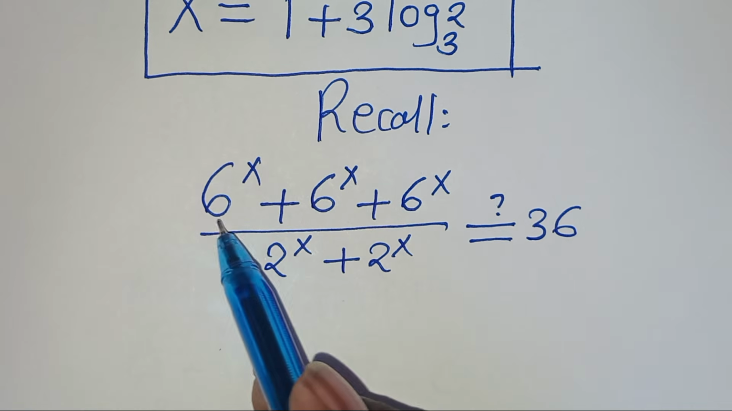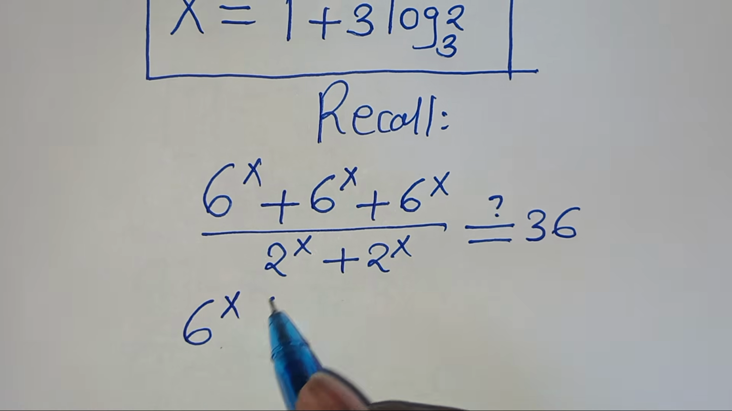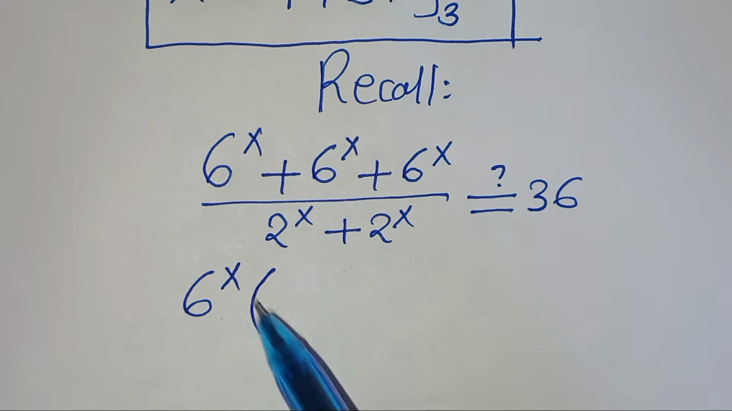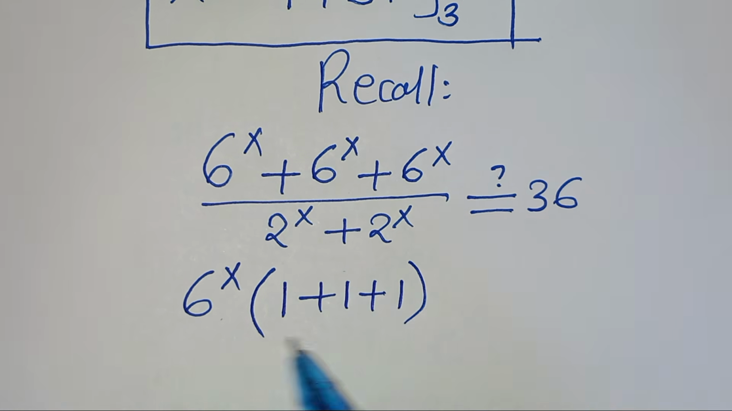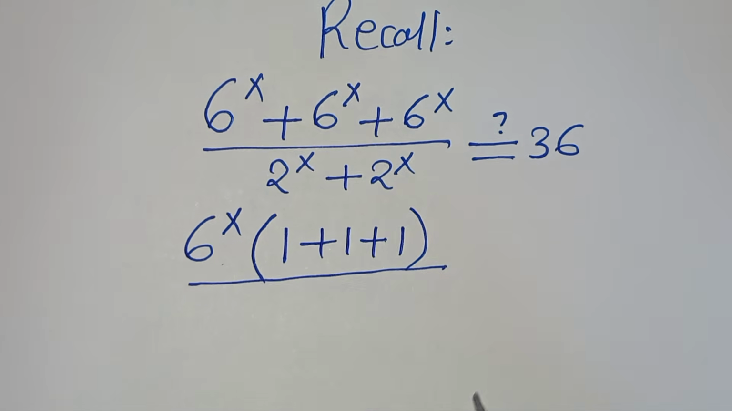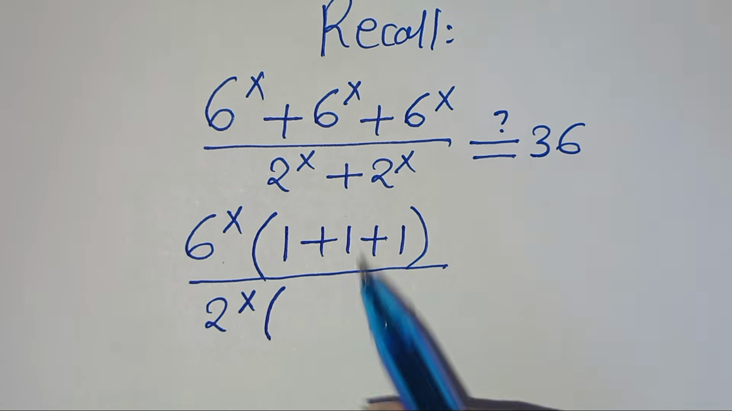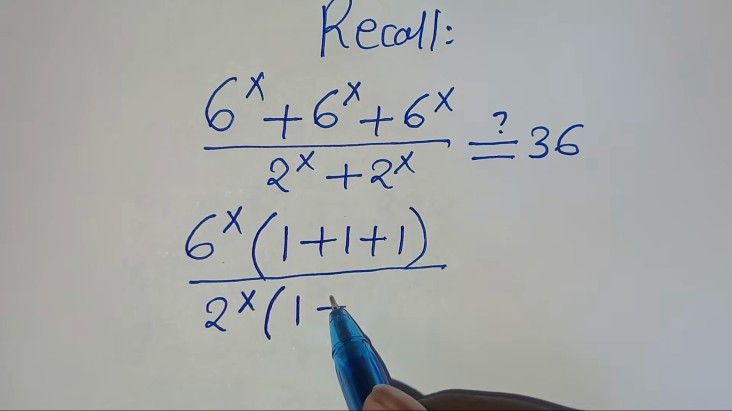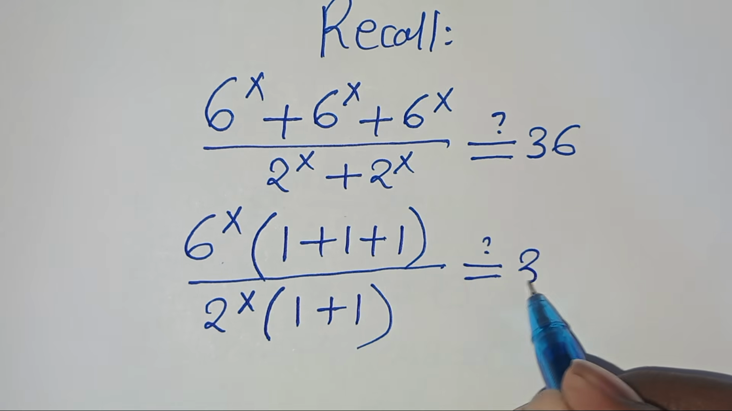So we have that in the numerator here, 6 to the power of x is common. Let's factor out 6 to the power of x, so that now here we have 1 plus 1 plus 1, divided by 2 to the power of x, which is common here. Let's factor out 2 to the power of x, so that we have 1 plus 1. This should give us a value of 36.